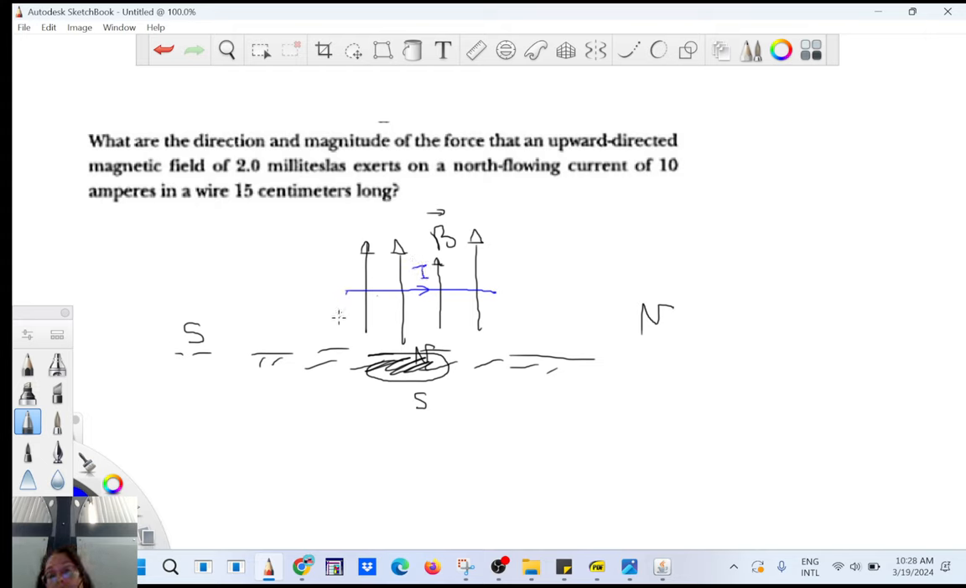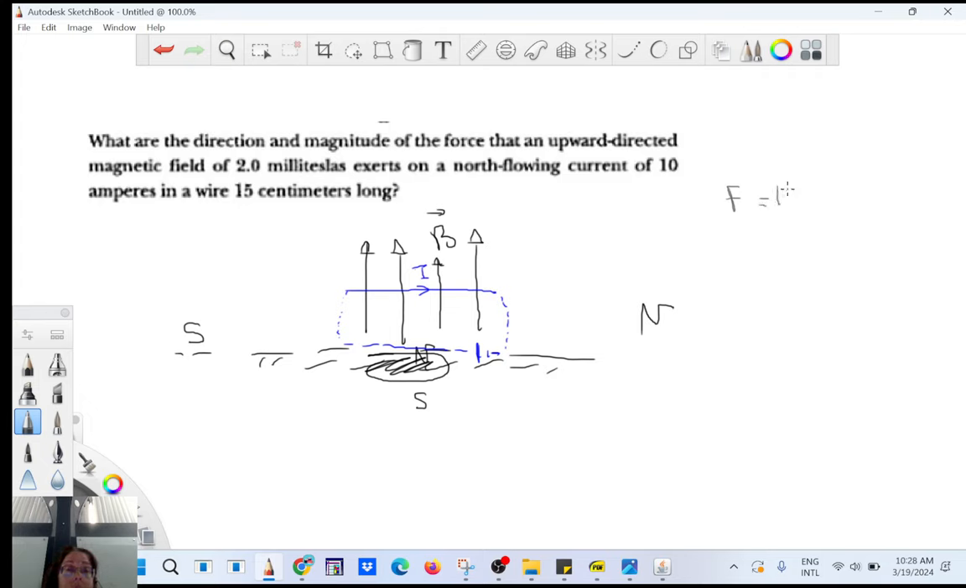Of course, it's going to be connected somewhere to a power supply. Okay, it has to make a loop. So you have a power supply somewhere. It's just for the exercise. So first we're going to find the magnitude and then we'll figure out what's the direction of the force, right? So the force equals the current.